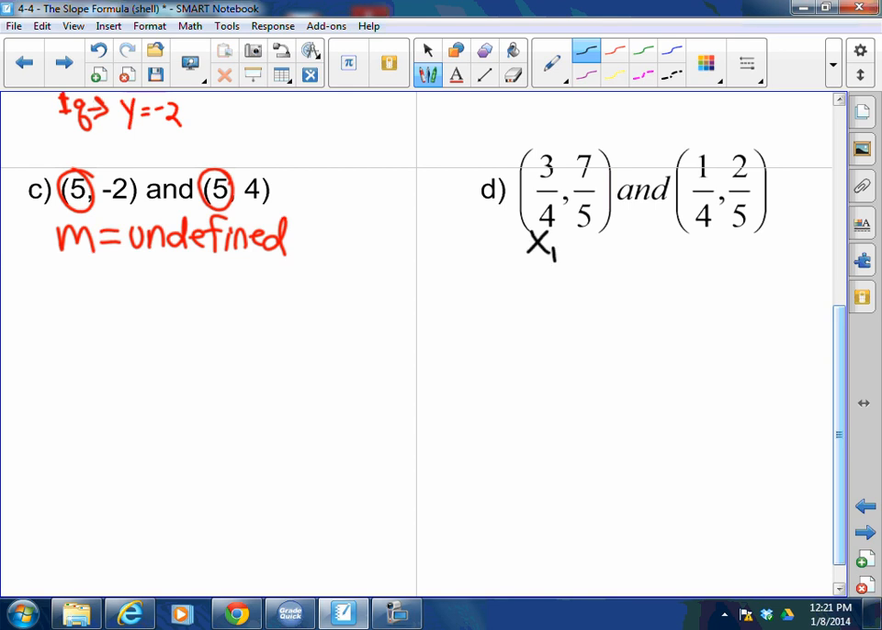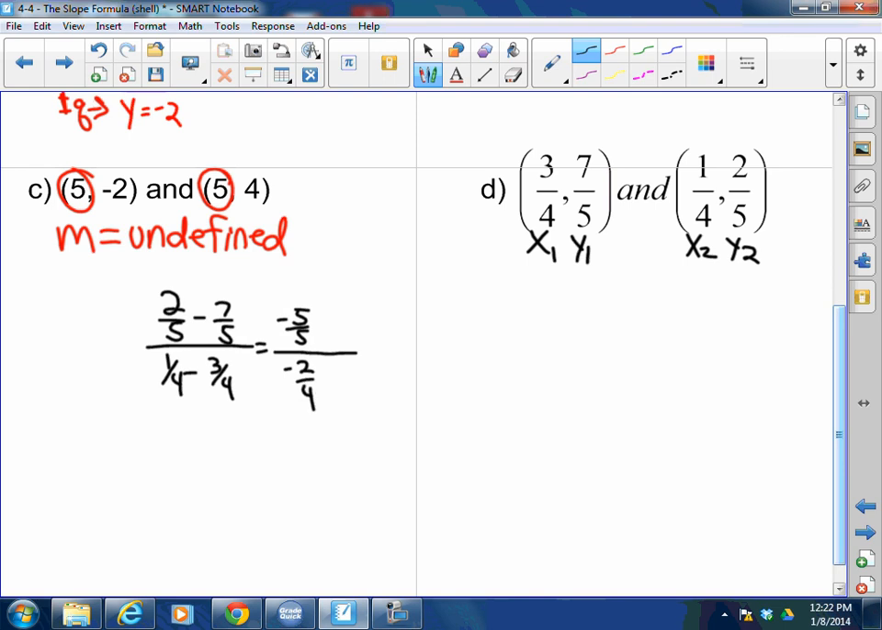Label, label, label. x1, y1, x2, y2. Now just follow the math: y2 minus y1 over x2 minus x1. That's going to equal negative 5 over 5 divided by negative 2 over 4. Let's first simplify. Negative 5 divided by 5 equals negative 1.